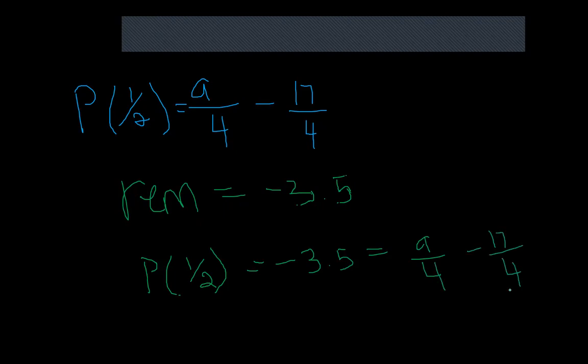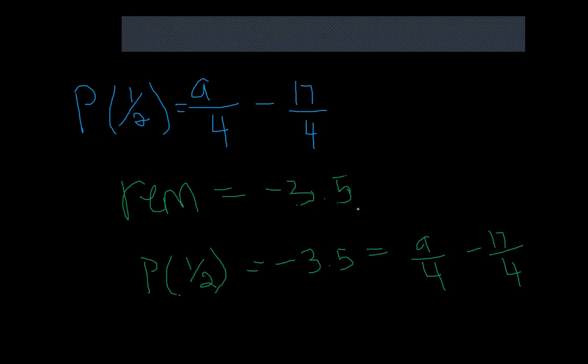So if I know that A on 4 minus 17 on 4 is equal to minus 3.5, I could just transpose, which means to make something the subject of the formula, to find the value of A. Agreed? Yes or no?